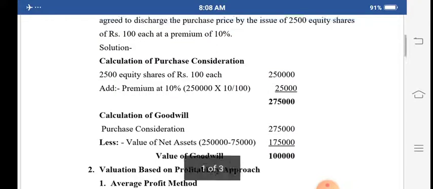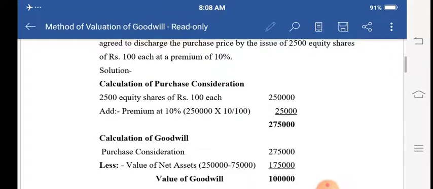So now calculate the value of goodwill. How to calculate the value of goodwill? 2,75,000 minus 1,75,000. The remaining value is nothing but the value of goodwill. So in this problem we got the value of goodwill as 1 lakh. Okay, so it's very easy.